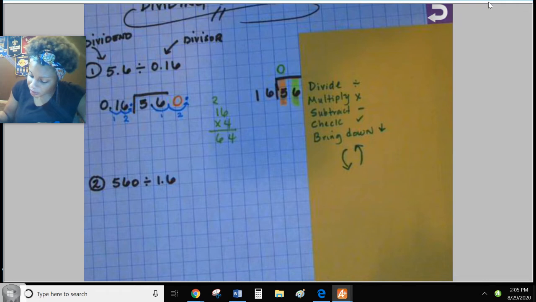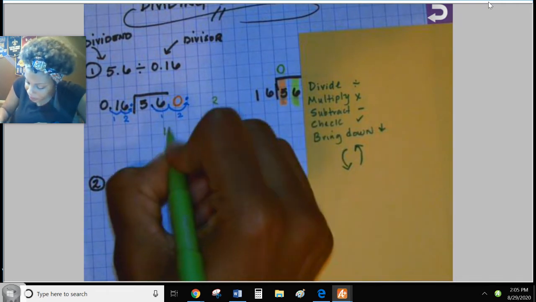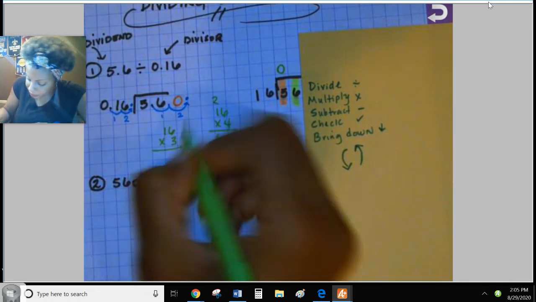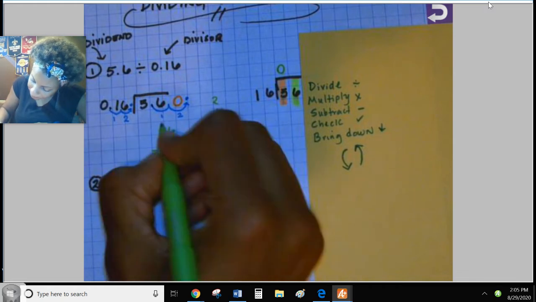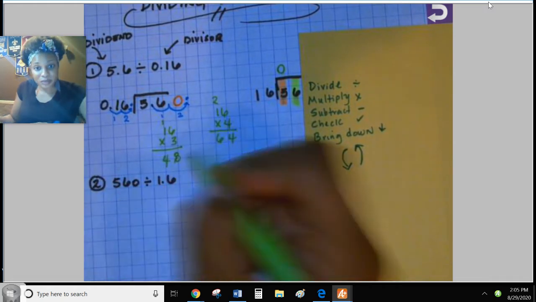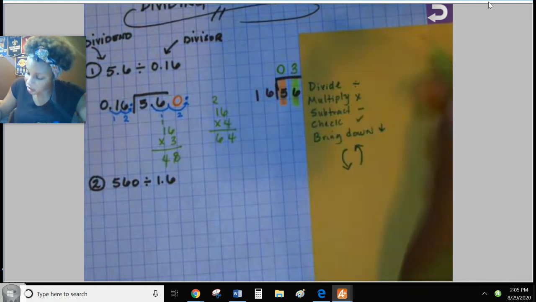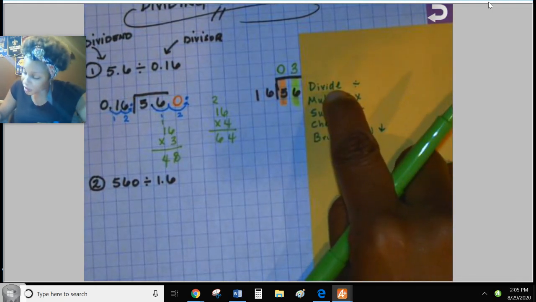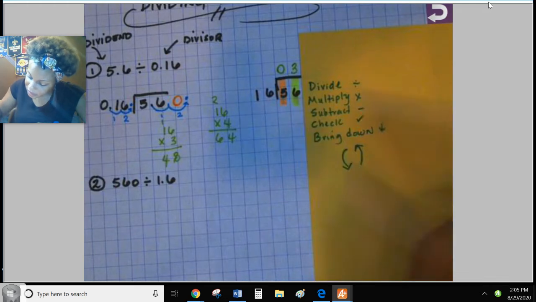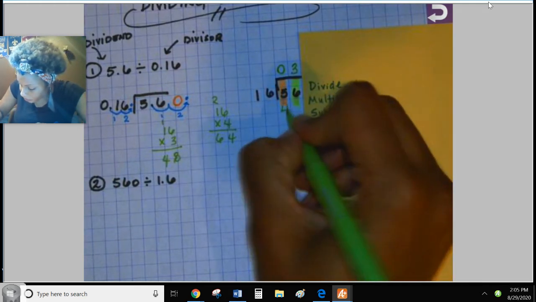And that's still too big. So then I would do some side work and do 3. And seems like 3 is just right. So I'm going to say 3. So that was my divide step. Now I'm going to multiply. 3 times 16, I know is 48.